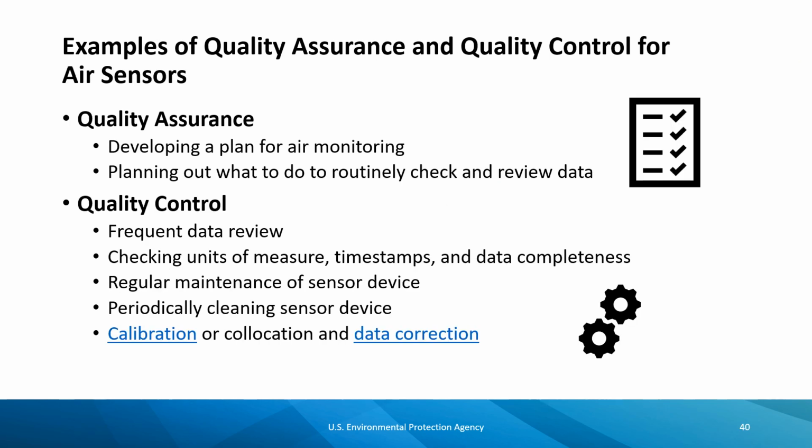The definitions of QA/QC may seem a little abstract, so let's consider some concrete examples that apply to air sensor data. A quality assurance plan can include developing a plan for air monitoring and routinely checking and reviewing data. Quality control actions can include frequent data review, checking units of measure, timestamps, and data completeness, regular maintenance of sensors, periodically cleaning sensors, and performing calibration, collocation, and data correction procedures.